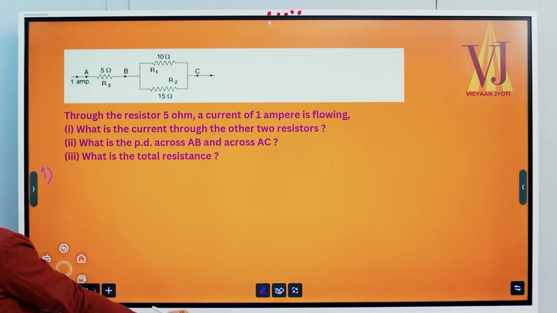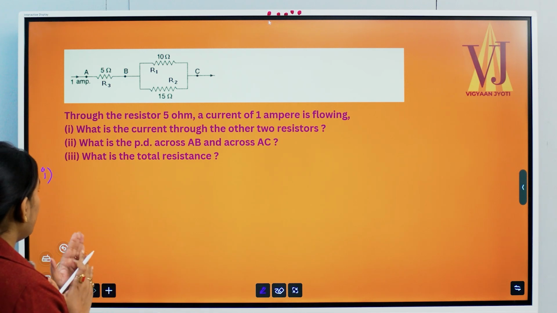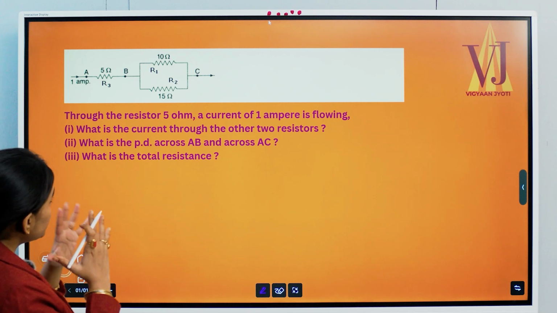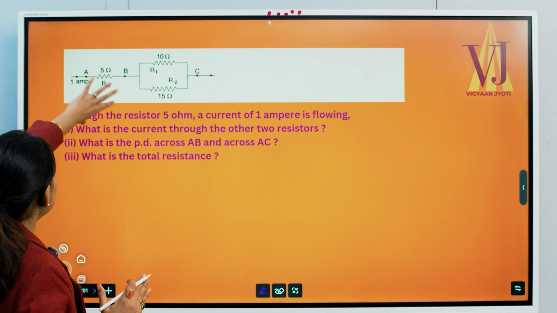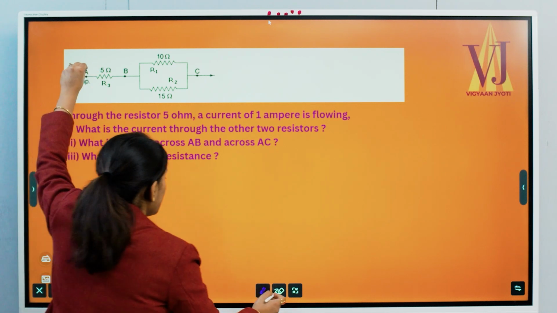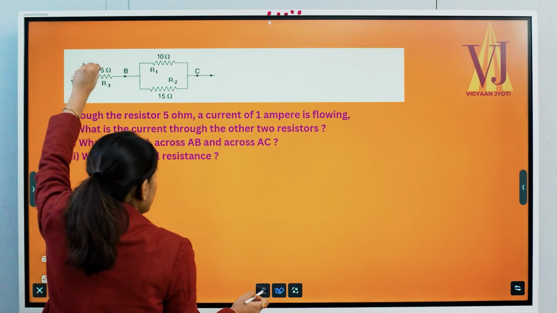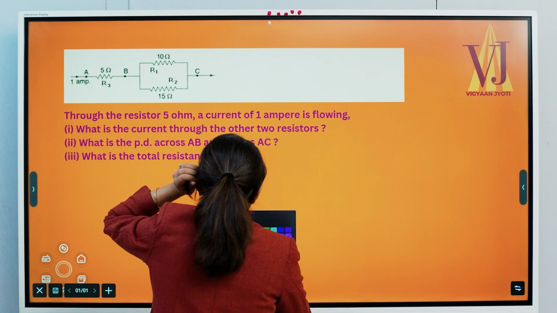So first, see, we have R1, R2 and R3. Here my total potential difference is not given, so we will solve it part by part. Since we have the resistance and we have the current, before going to the questions, I will find out the relevant data that we can get.